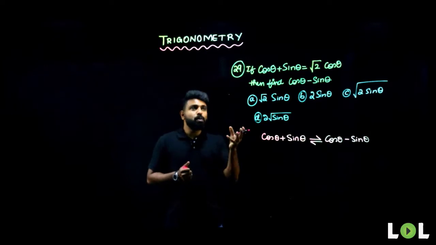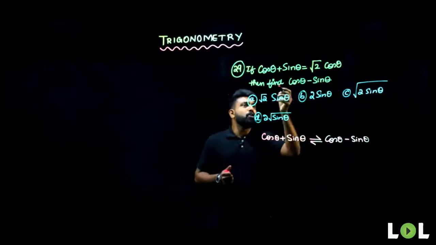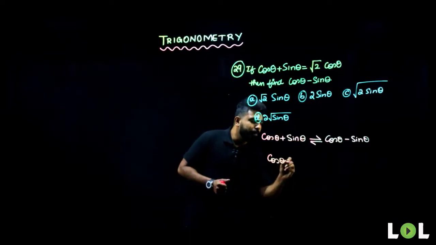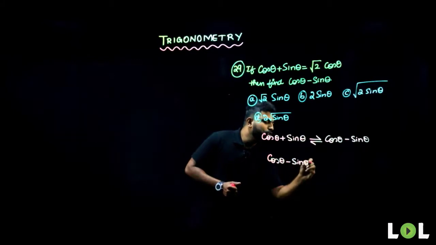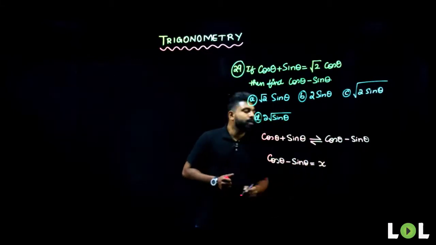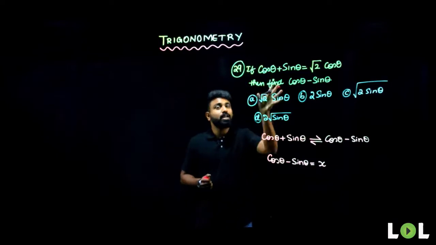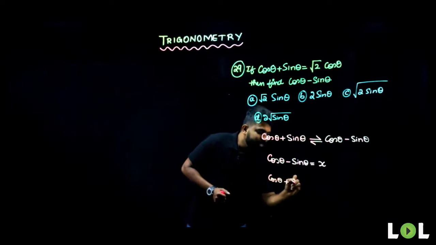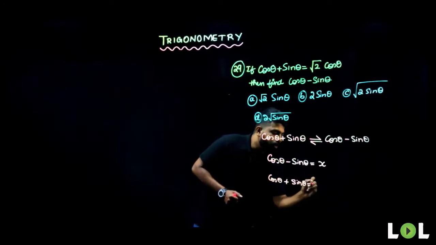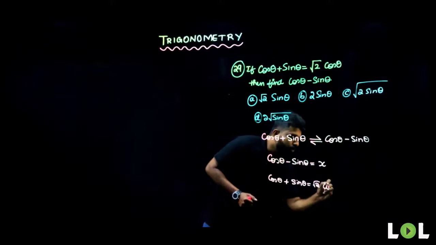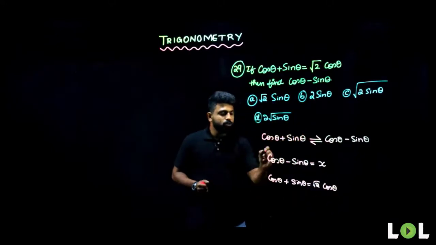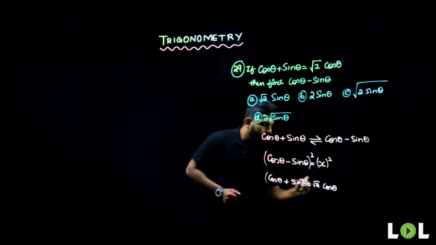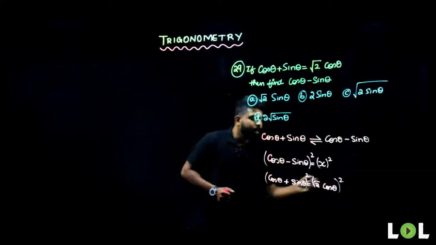First, let us assume the value that they have not given. That is, we need to find the value of cos theta minus sin theta. Meaning, we don't know what cos theta minus sin theta is, so I assume this to be x. Next, I take the value that is already given. That is nothing but cos theta plus sin theta is equal to root 2 into cos theta. Now, I square the equations, and then I add both of them.